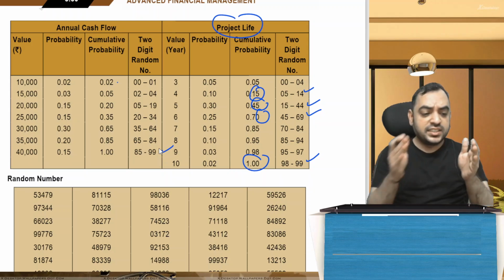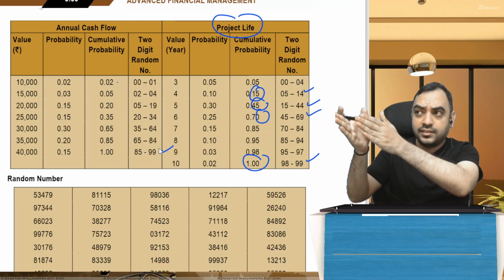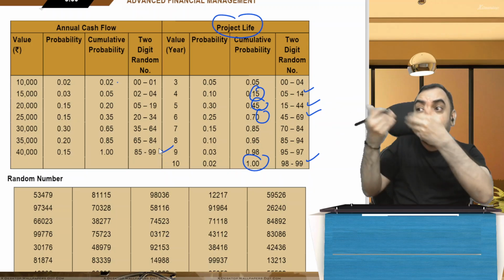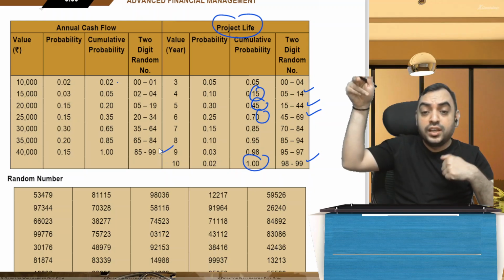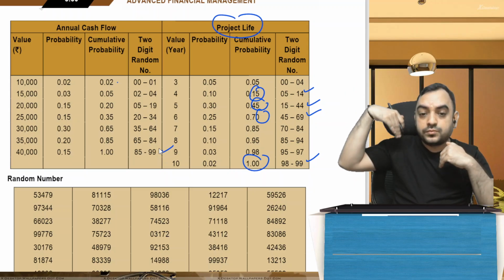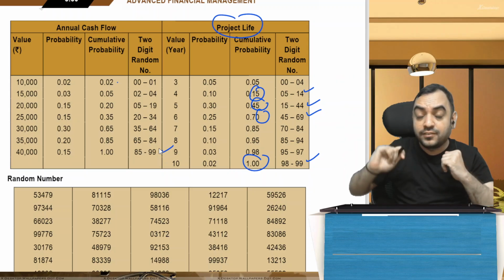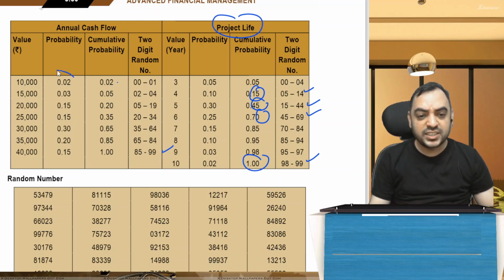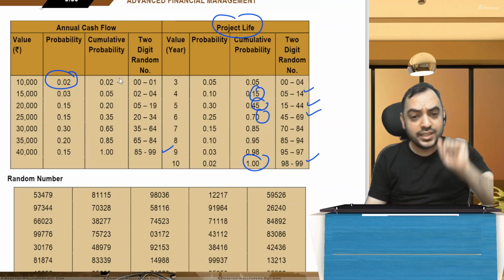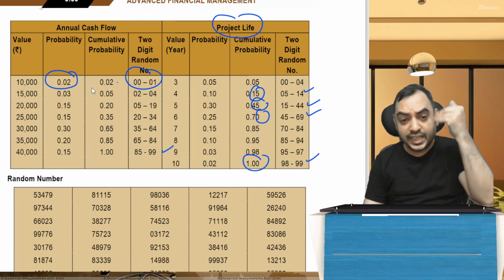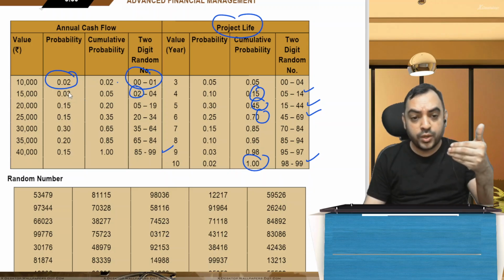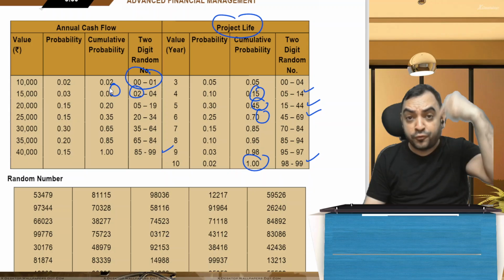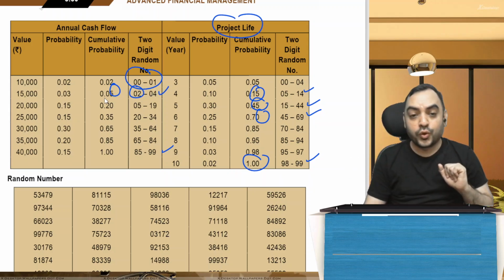Cumulative probability, if it is 0 to 0.09, then the start is 0. Don't take 09, take one number before that, that is 8. So the next interval starts with 9, and let's say the next cumulative probability is 0.15. So you start with 9, don't go till 15, take the previous one, 14. You got the logic, right? So it is 0.02, start with 0, before 2, that is 1, so 0 to 1. Next, start with the next number, which is 2. What is the next cumulative probability? Which is 0.05. So 5 you have. What is the number before 5? That is 4. So 02 to 04.